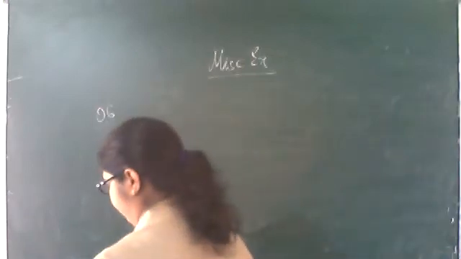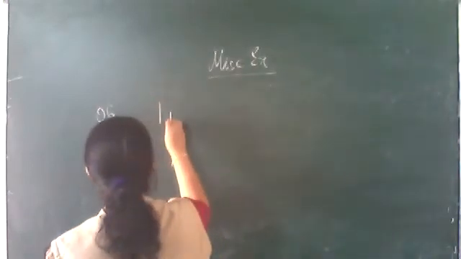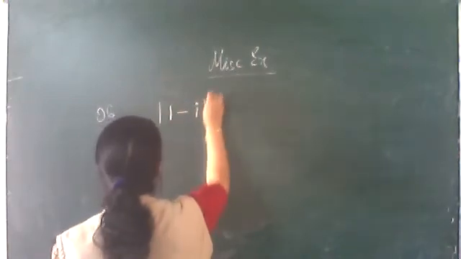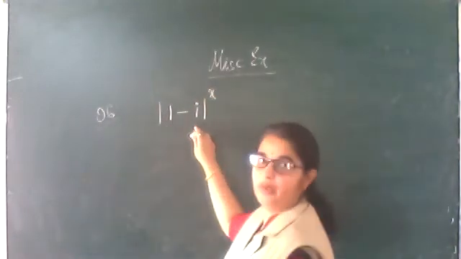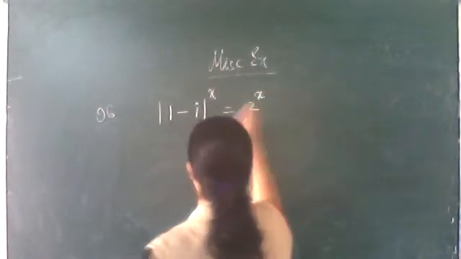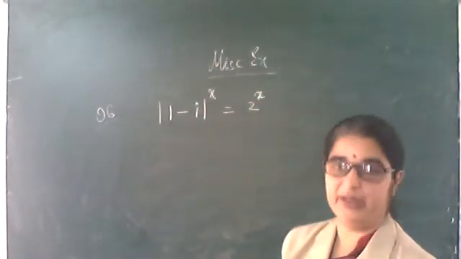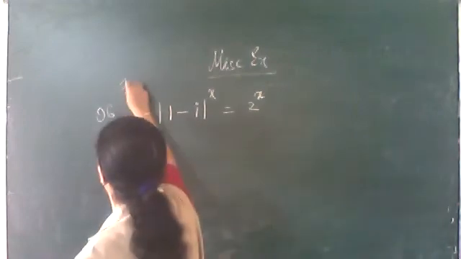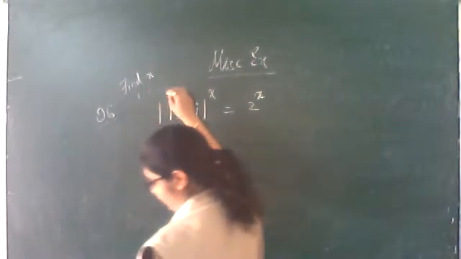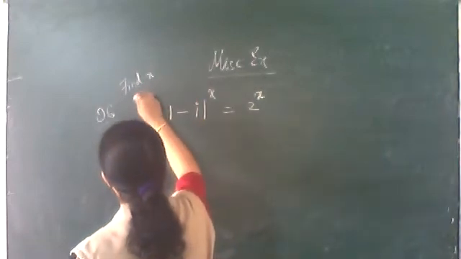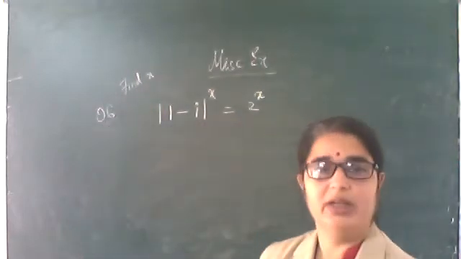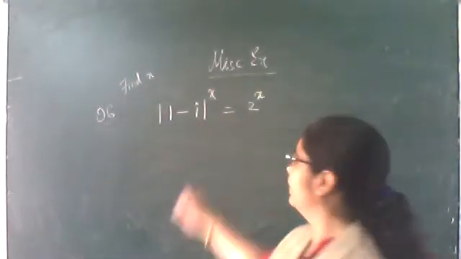1 minus iota, modulus of 1 minus iota, whole to the power of x is equal to 2 to the power of x. Now what you have to find? You have to find x. Find x as the least positive integer. So you have to find the positive integer, or you can find x only, it's enough. Clear? Find x for this condition.